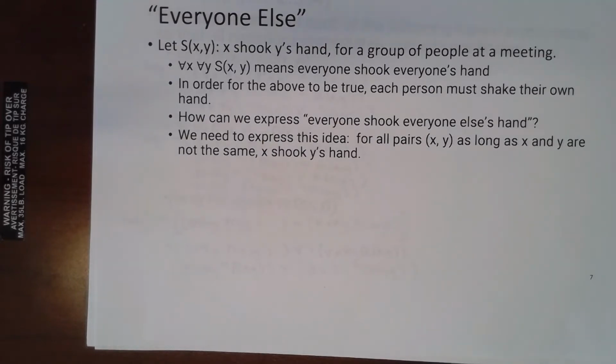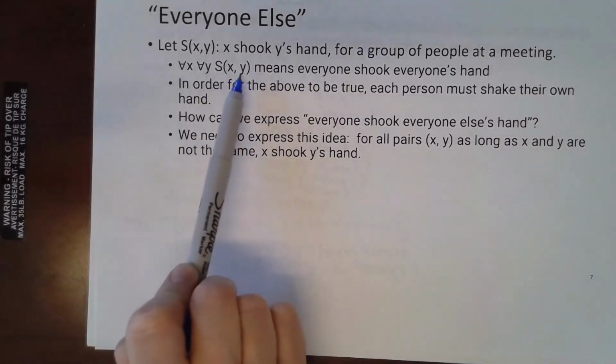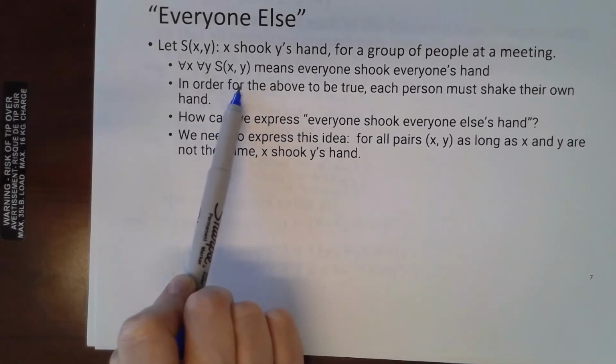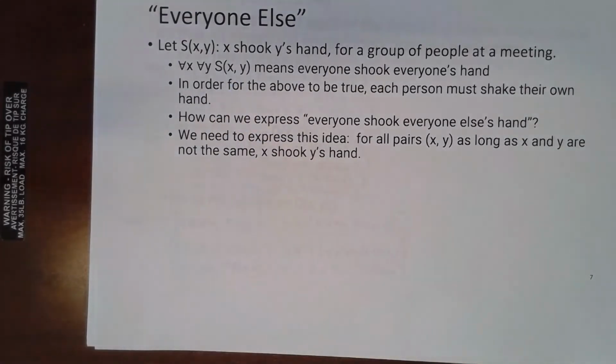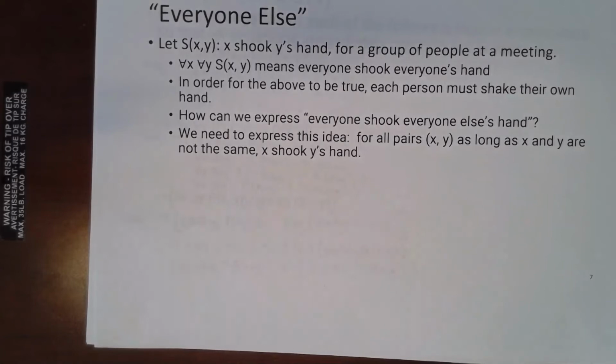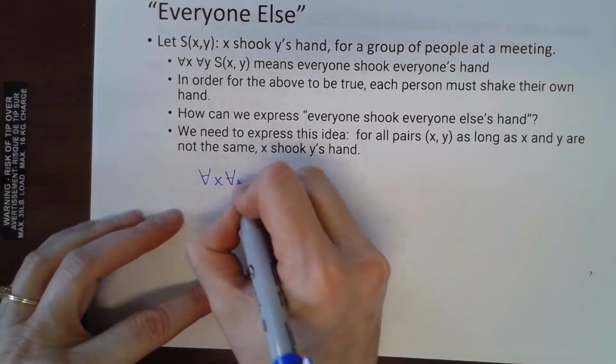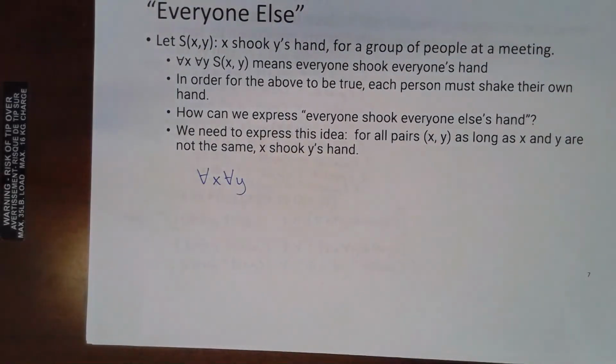Probably it's more common that I would want to be expressing the idea that everyone shook everyone else's hand. But I can't write it this way because that's not what it means. This is only true if everyone shakes their own hand as well as everyone else's hand. So the idea that we're trying to express is that for all pairs of people, as long as x and y are not the same person, so that they don't have to shake their own hand, then x shook y's hand. We're still talking about all pairs, so we want to universally bind x and y, and then get this idea across, as long as x and y are not the same.